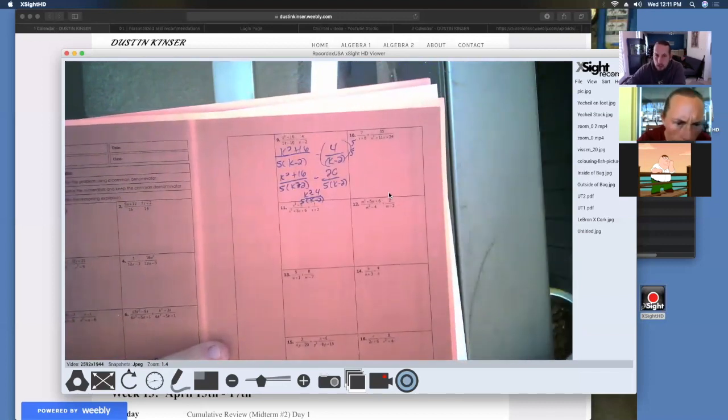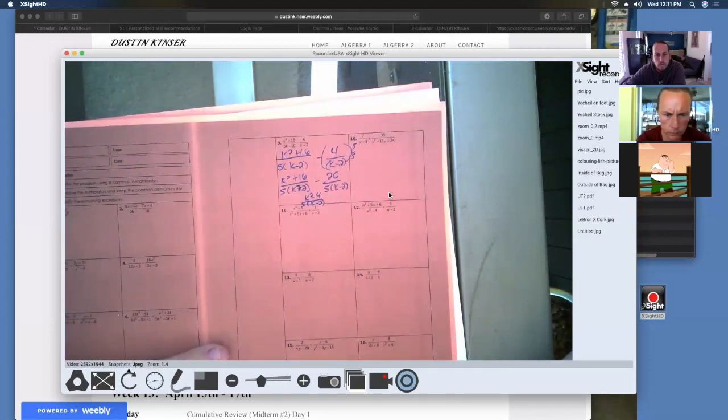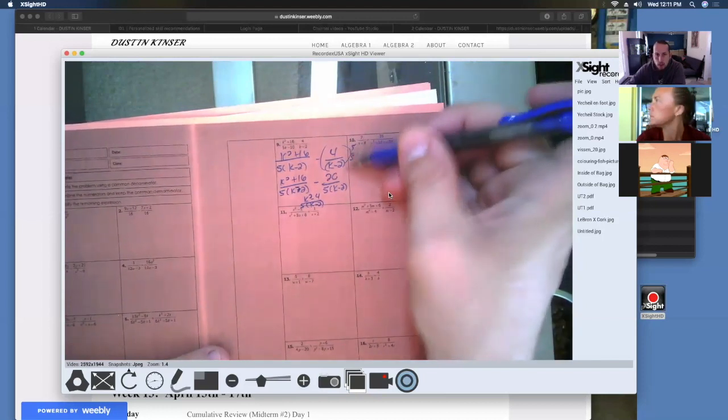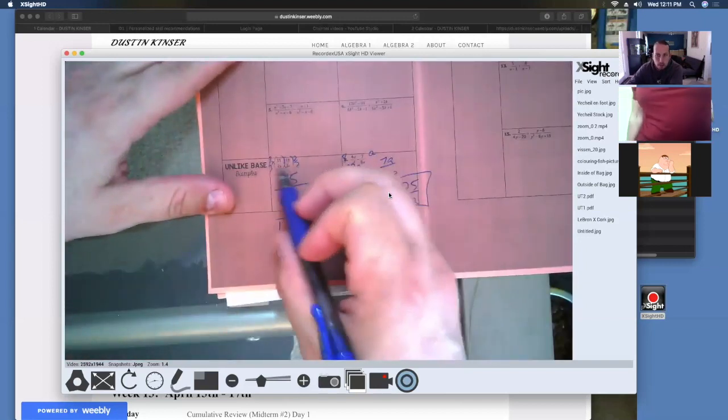Why did you multiply the 5 on the 4? Because you have to multiply top and bottom by that number. Same thing as we did over here. We multiplied top and bottom by 2, top and bottom by 3.